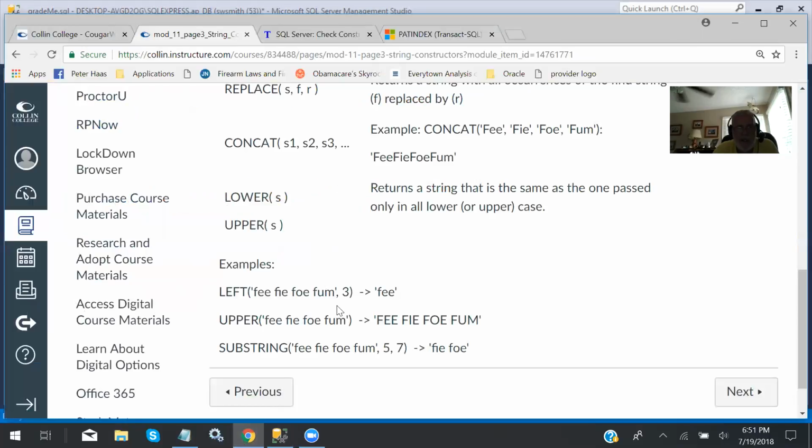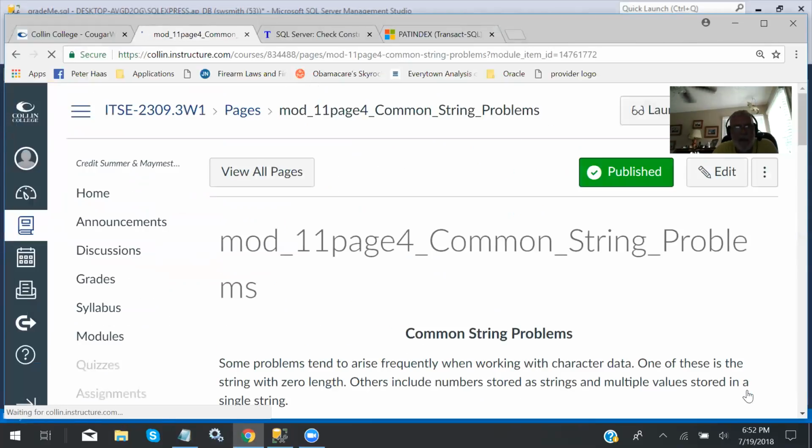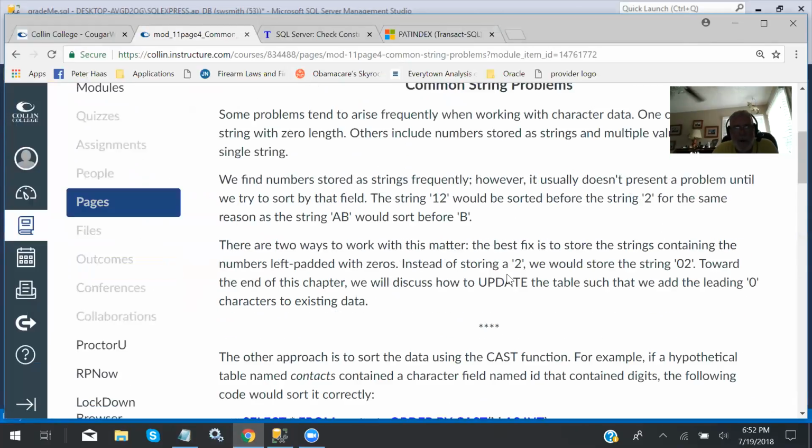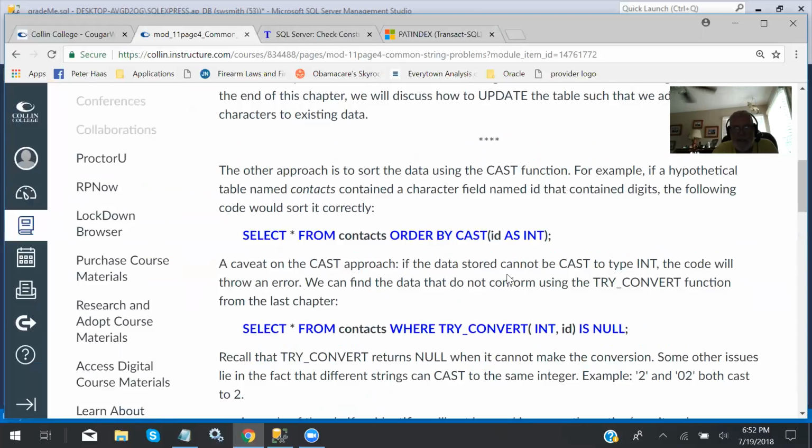That's about all of this. Goodness gracious, it is 6:51. I'm going to move on. Okay, common string problems. I'm going to let you read this.